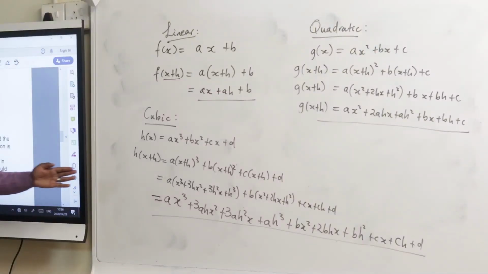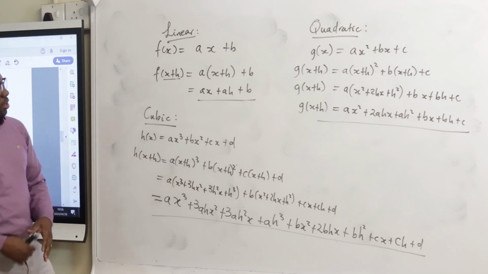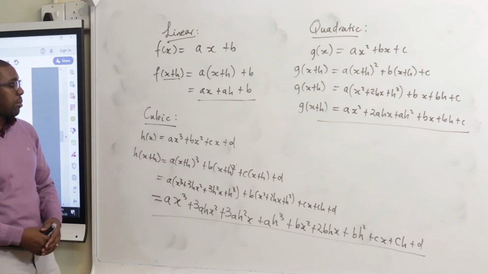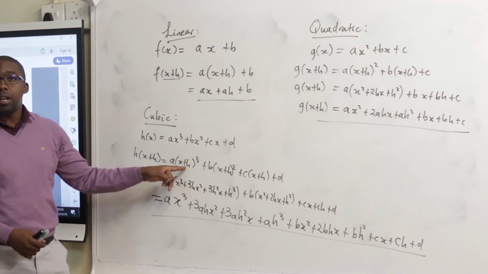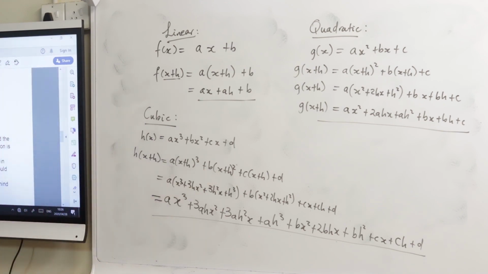This one is this cumbersome because you had to substitute the expression of x plus h cubed, and you had to substitute the expression of x plus h squared.